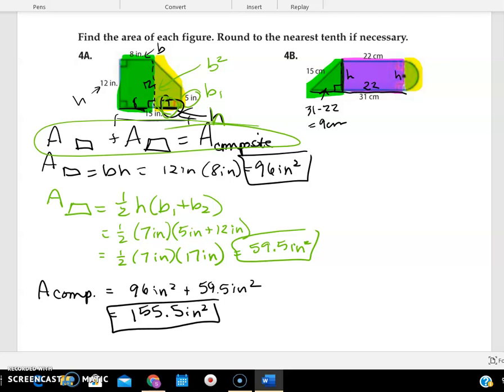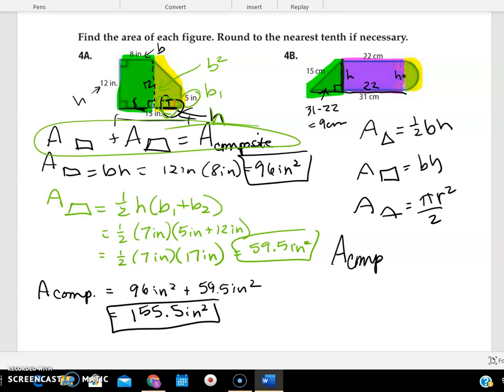Now, just to remind you, area of a triangle is 1/2 base times height. Area of a rectangle is base times height, and this is half a circle. So we start with a whole circle, which is pi r squared, but then it's half of one, so we're going to divide by 2. So those are the different formulas that we would use. And then to get our composite, I'm going to add the area of the triangle plus the area of the rectangle plus the area of the half circle, and that would be my composite.